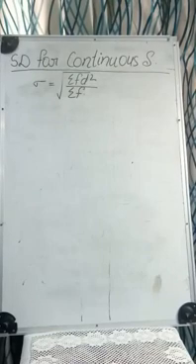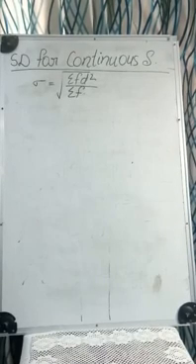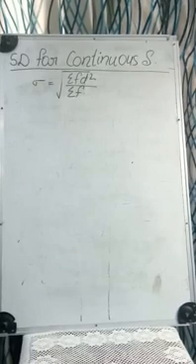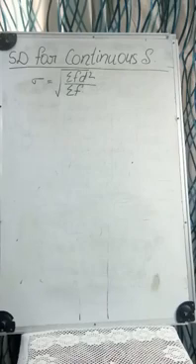Today we are going to start the calculation of the standard deviation for the continuous series. The formula for the calculation of the standard deviation for continuous series is the same as the discrete series, that is the square root of the summation fd square over summation f. The difference in the continuous and the discrete series is that we have the class interval in case of the continuous series, which are not given in the discrete series.